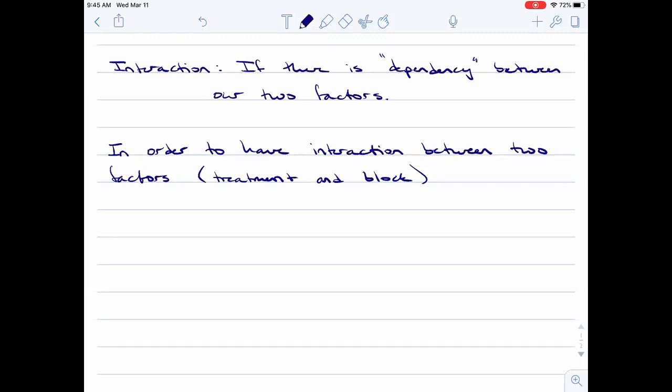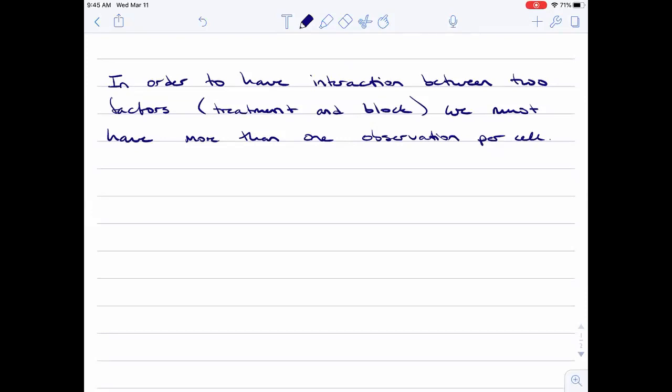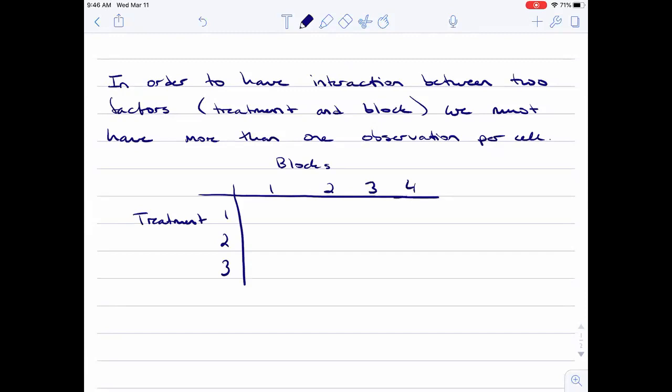So in order to have interaction between two factors, we must have more than one observation per cell. And a cell is a combination of the block level and the treatment level. And so if we've got our, I know I had to change them. It doesn't matter which one's in the rows and which one's in the column, but I feel like we put our treatment here. So if I've got 1, 2, 3 different treatments, and I've got 1, 2, 3, 4 blocks. Let's make this thing huge.